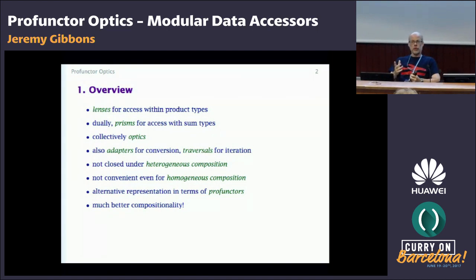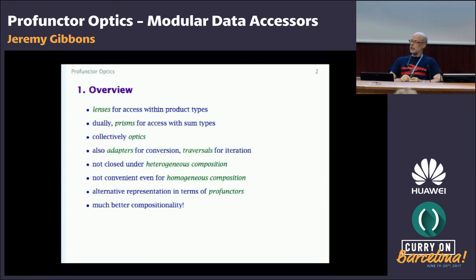And a second problem is, suppose you wanted to put together a lens with another lens. So you've got access within the left-hand component of the pair, and maybe that is itself a pair, and you want to get at the left-hand component of that. So it's the left component of the left component of a nested pair. That is a lens, and you can make it out of putting together two lenses, but it's a bit clumsy to do so. You have to take the lens apart into its getter and setter functions.